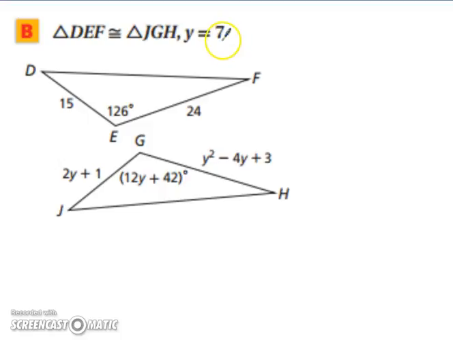Y equals 7. So we want to plug in our value of 7. So we have 2 times 7 plus 1, which is going to give you 15. And then we have 12 times 7 plus 42, which is going to give you 126. And then you have 7 squared minus 4 times 7 plus 3, so 49 minus 28 plus 3 is going to give you 24. So we have a set of sides, the included angle, and then the set of sides. So these two triangles are congruent by side angle side.